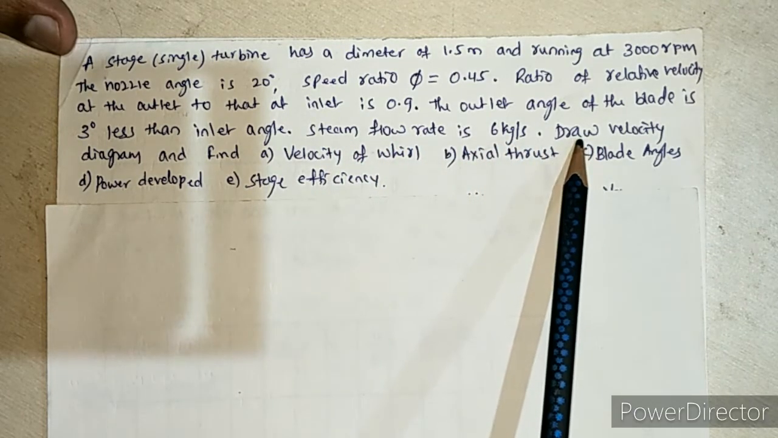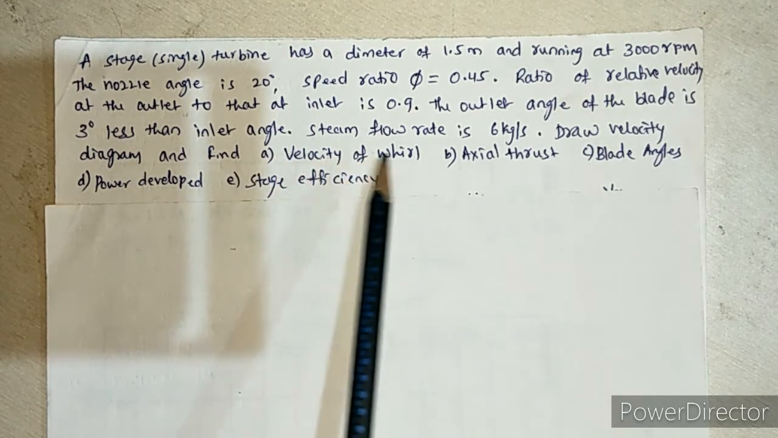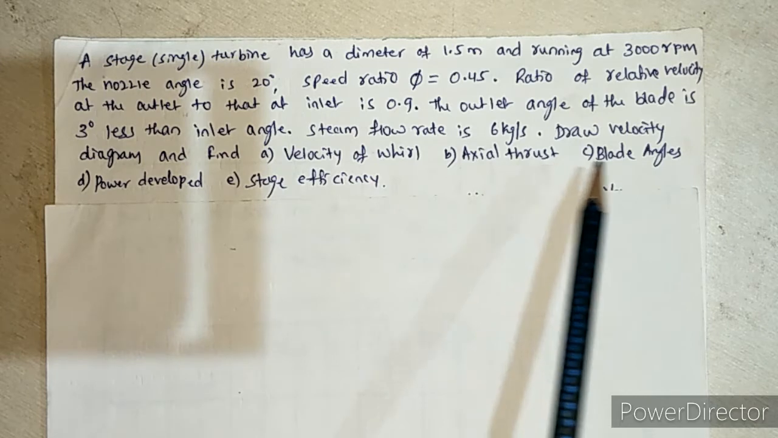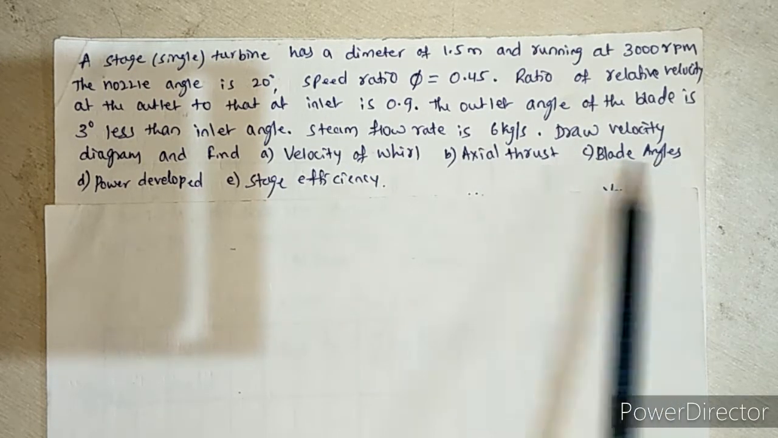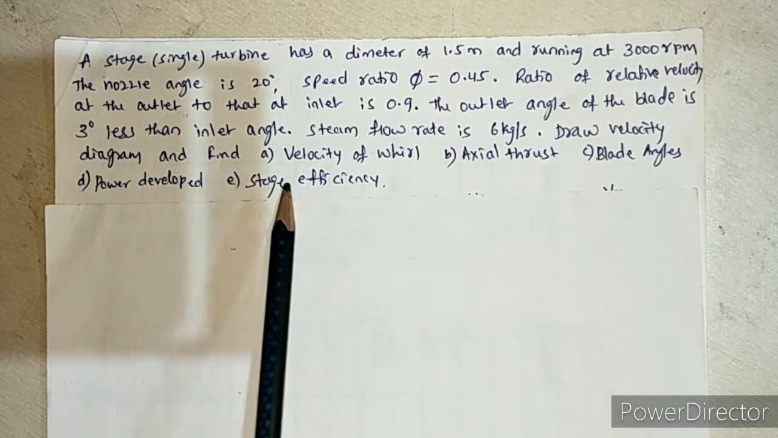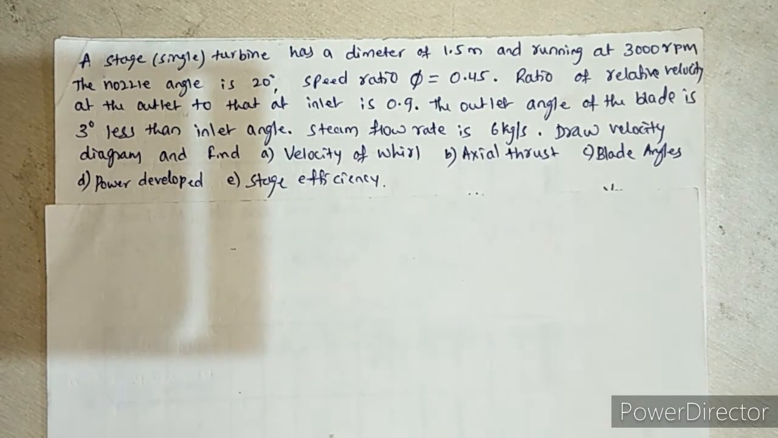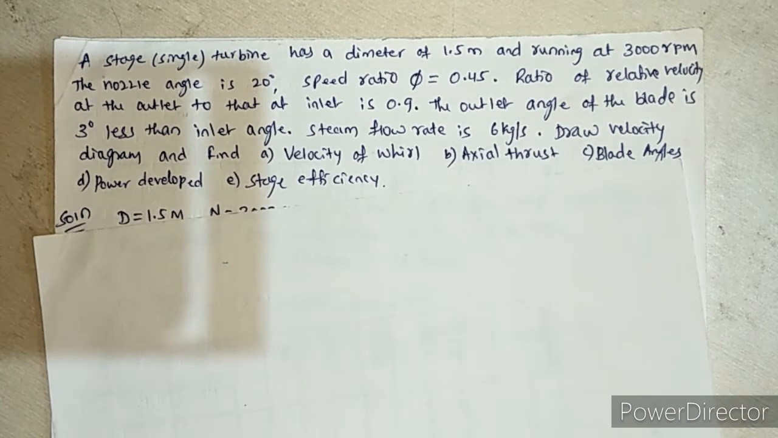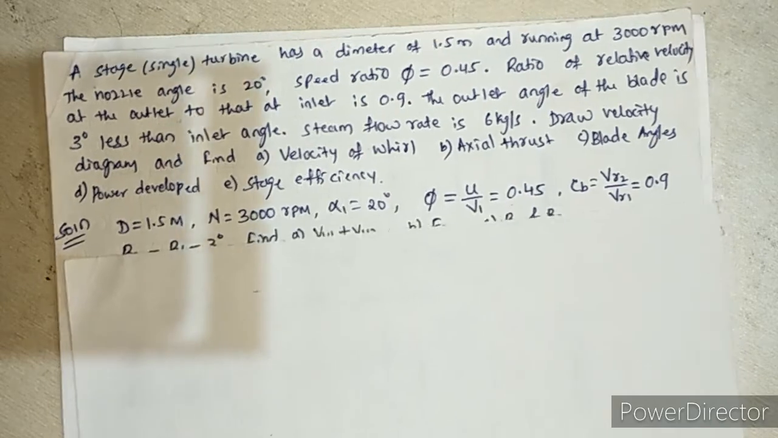So here we need to draw the velocity diagram and find the velocity of whirl, then axial thrust, blade angles beta 1 and beta 2, then power developed and stage efficiency. So these are 5 things to be calculated. First we'll extract the given data as per the problem statement.